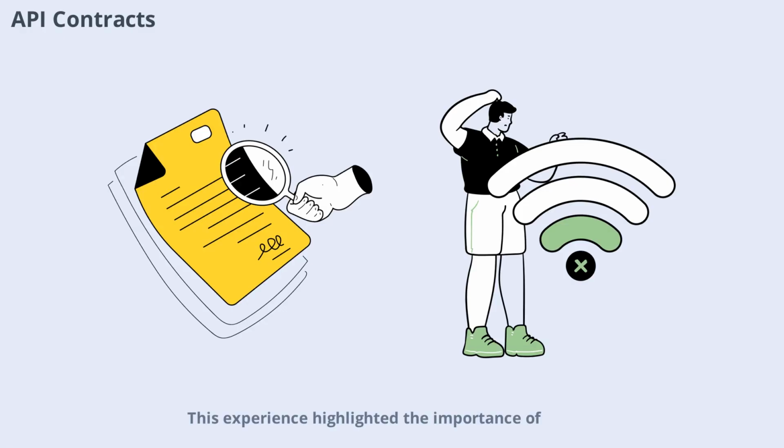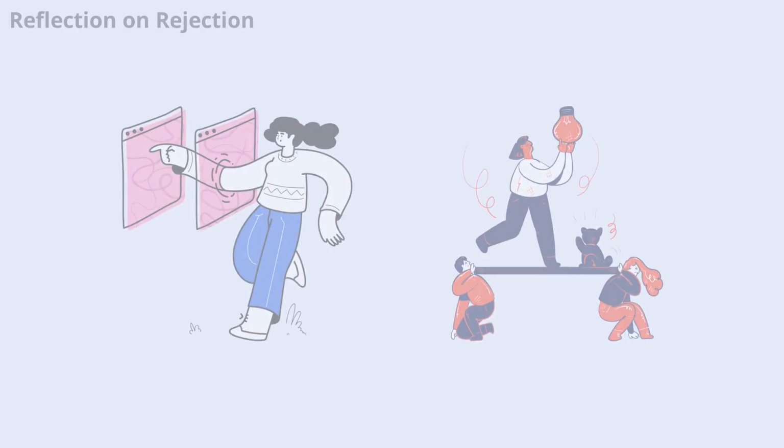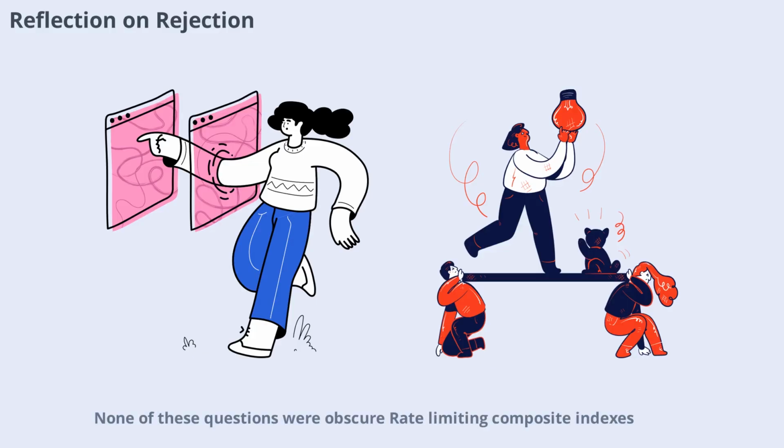This experience highlighted the importance of designing APIs with backwards compatibility in mind, especially for products with deployed clients relying on specific response formats. None of these questions were obscure. Rate limiting, composite indexes, database concurrency, and API versioning are all standard topics for mid-level backend engineers. I had some familiarity with each, but my understanding stopped just before the depth the interviewer expected. The feedback was that my foundational knowledge was promising, but my applied understanding of production backend systems was not yet at the required level. This was fair and accurate.